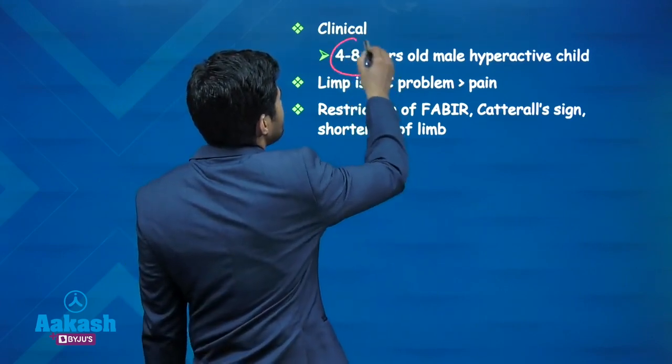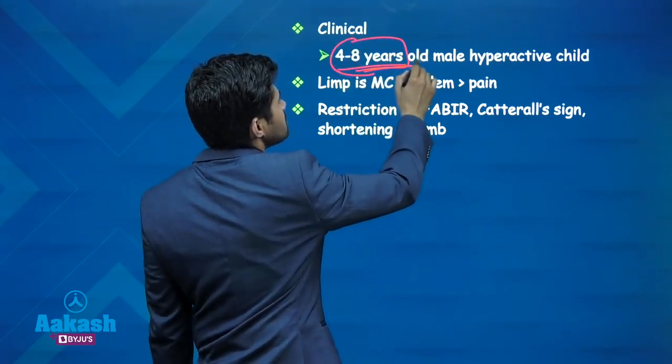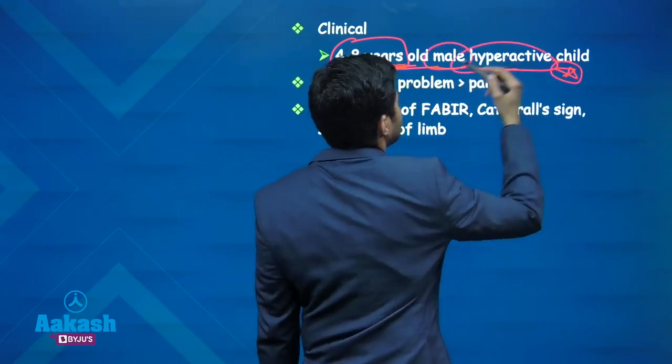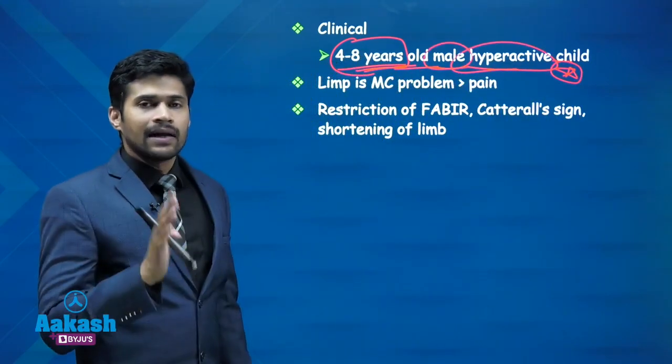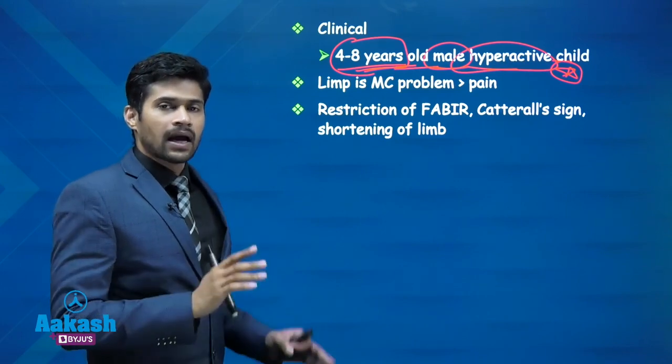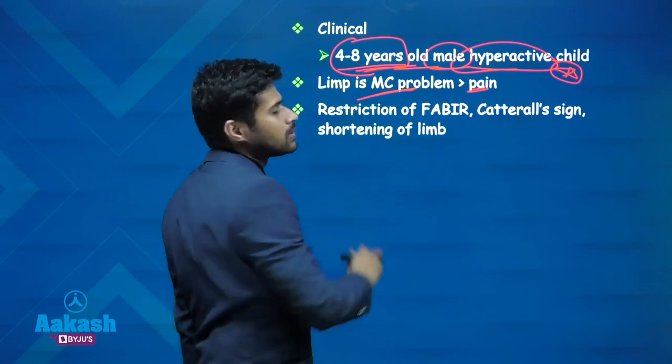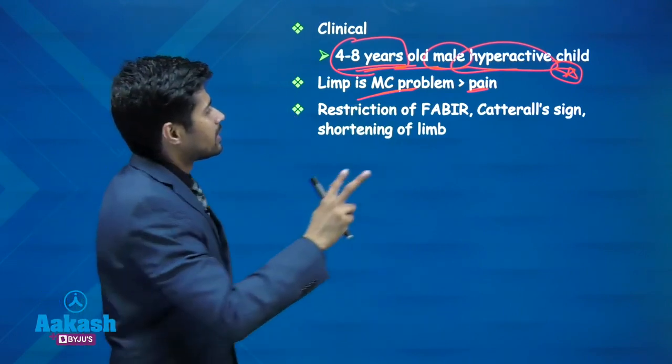So the typical presentation is a 4 to 8 year old male hyperactive child. Limp is the most common problem and pain comes second. So it is a painful limp. So limp has to be considered first, then the pain.